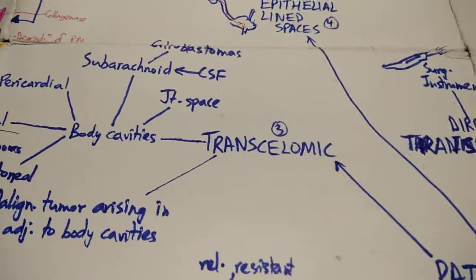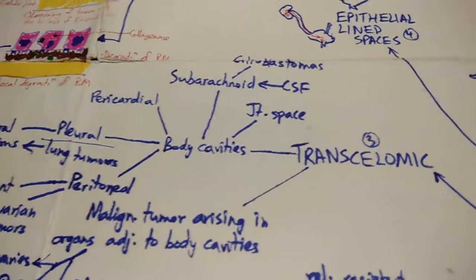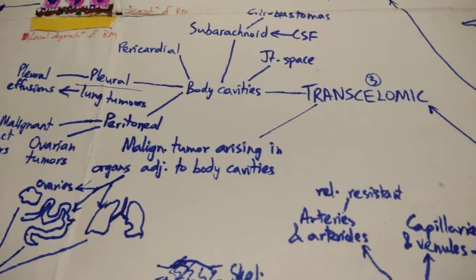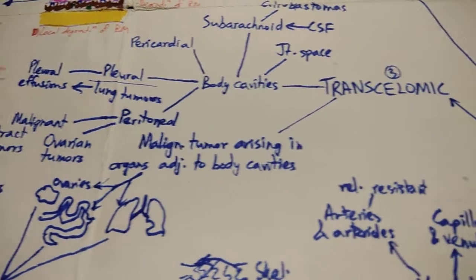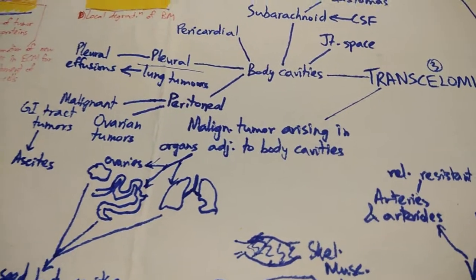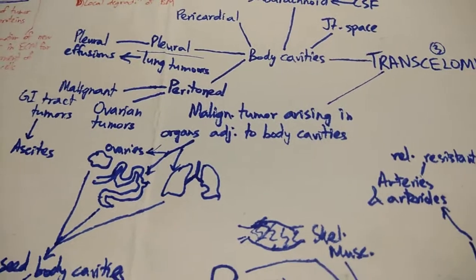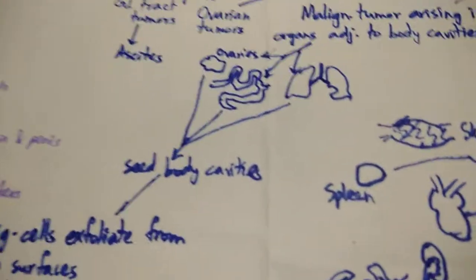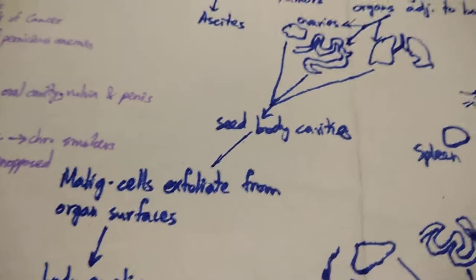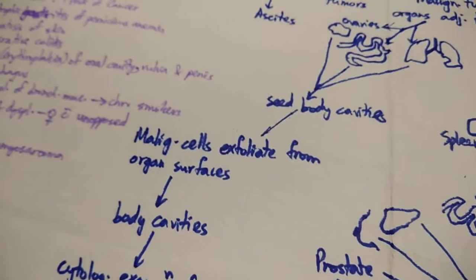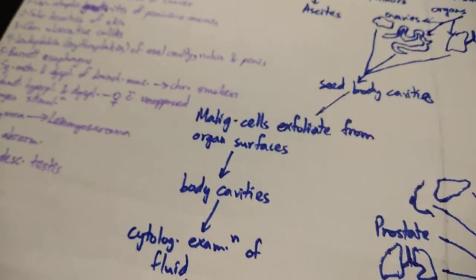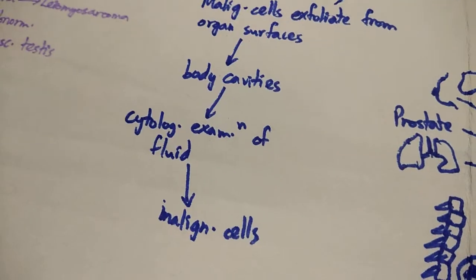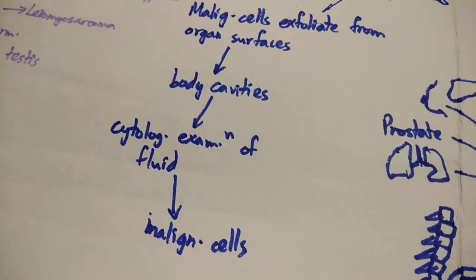Then there's the transcoelomic pathway, which is often through body cavities. Malignant tumors which arise in organs adjacent to body cavities, such as the ovaries, intestines, or lungs, spread through the cavities. They seed body cavities, and malignant cells exfoliate from organ surfaces and lodge in the body cavities, and this can be detected in cytological examination of fluid, where you find malignant cells.